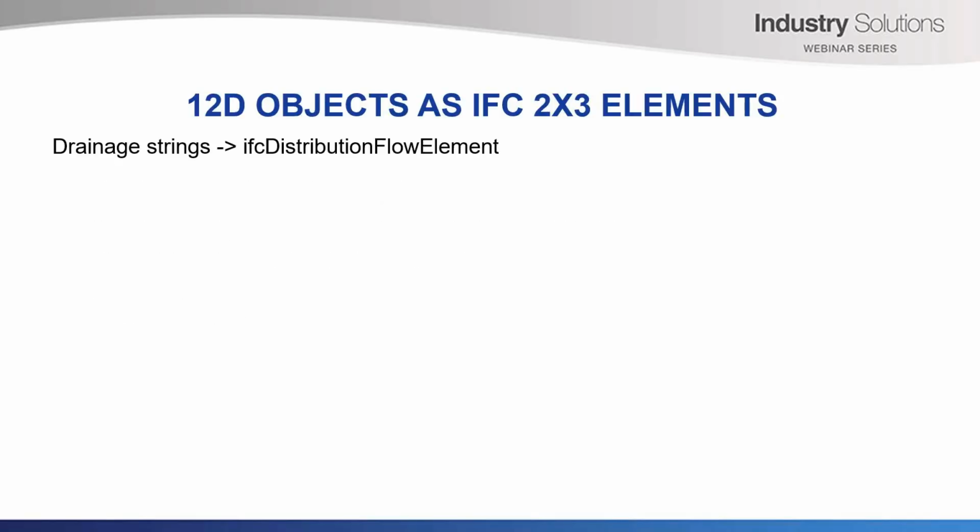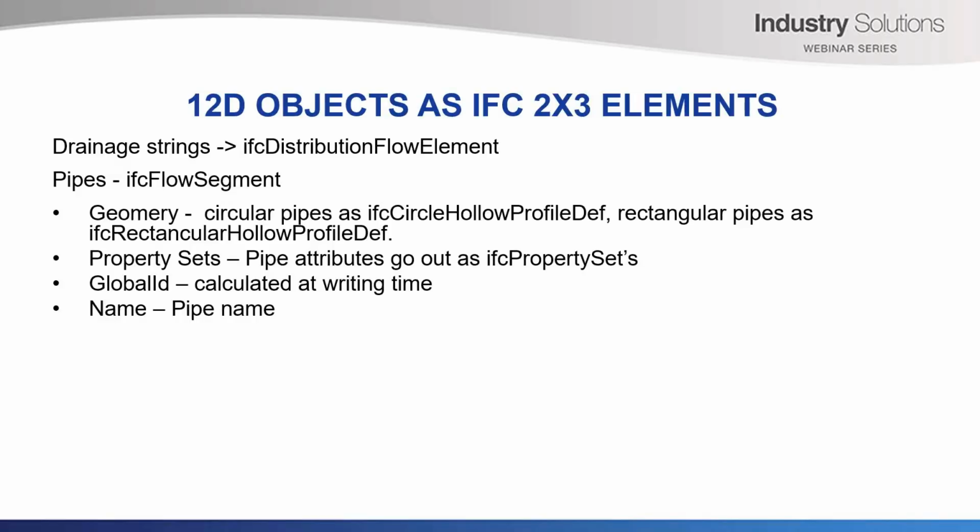The drainage strings. Now, there are special things called IFC distribution flow elements. This is for things like networks, electrical or drainage nets. As an IFC distribution flow element, the next level for pipes, we put them out as an IFC flow segment. So we break it up into separate pipes and pits, but they're all put together as the IFC distribution flow element.